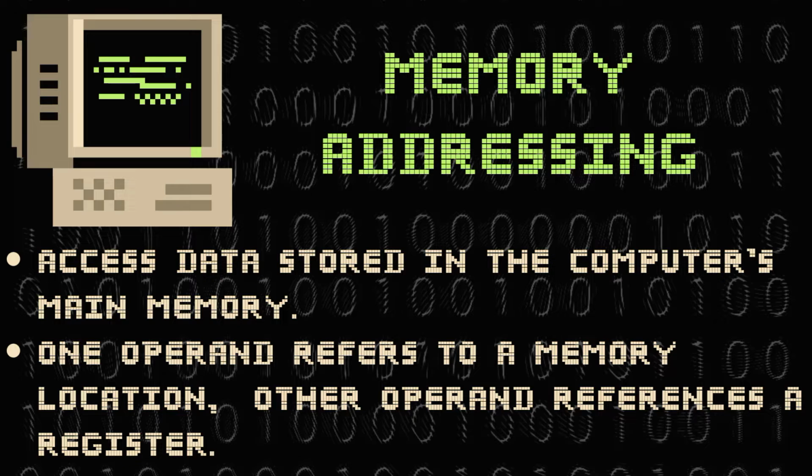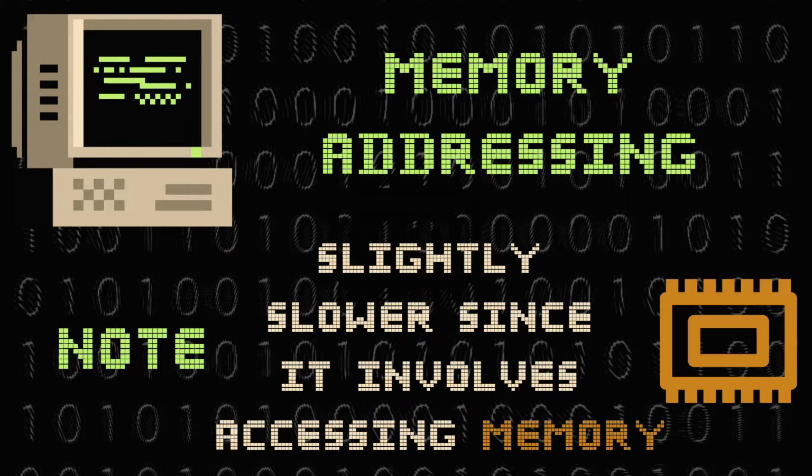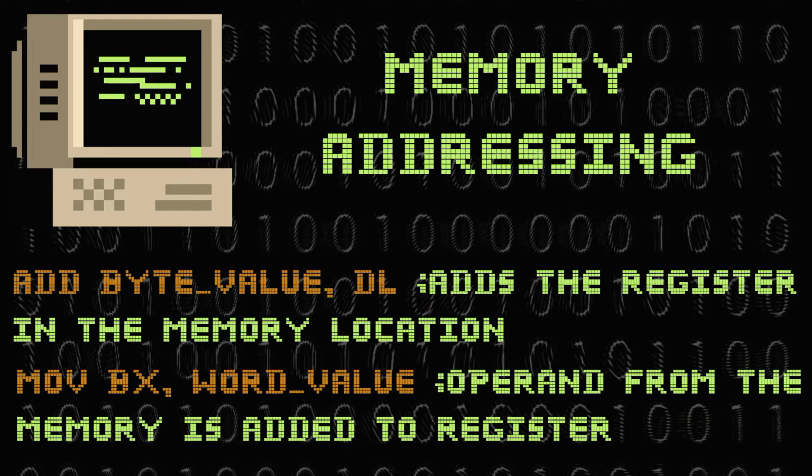The next mode is memory addressing. In direct memory addressing, one operand refers to a memory location, while the other operand references a register. A very important note about memory addressing here is that it's slightly slow since it involves accessing memory. For example, the instruction add byte_value, DL. This adds the value stored in the DL register to the memory location byte_value. However, in the second instruction, the operand from the memory is being added to the register BX.